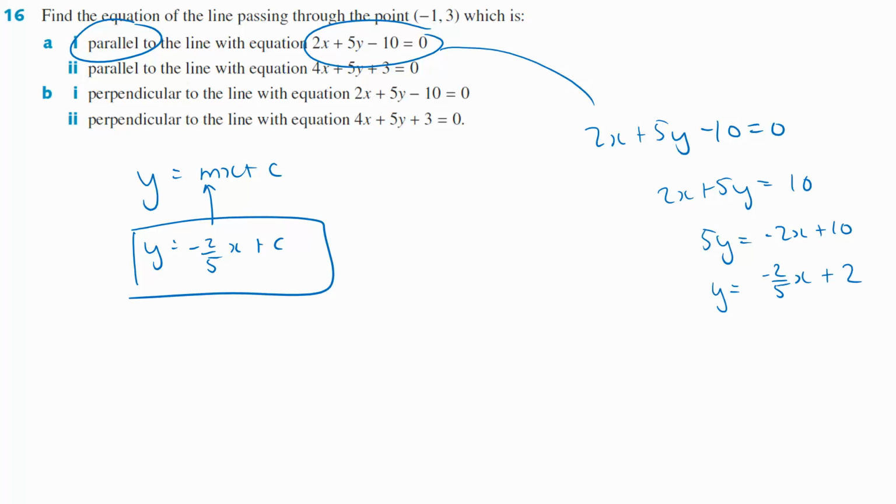Yes, Anna? Fantastic. You've got the point when x is negative 1, y is 3. You can use that point now. You can say, well, if x was negative 1, then apparently y should be 3, and you can solve for c from there.